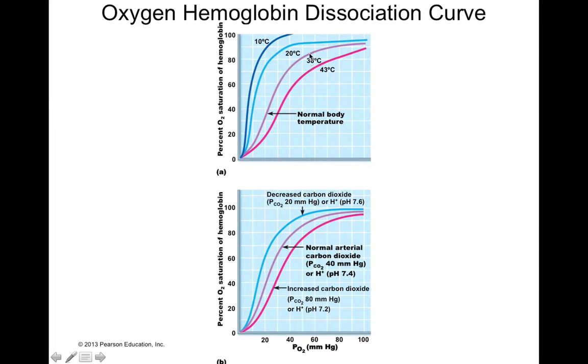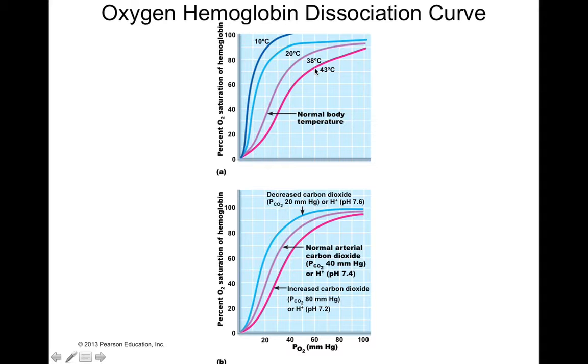How about 38 degrees C and 50 millimeters of mercury? Yeah, a little bit over 80, right? 85. Okay. How about 20 degrees C? Over 90, right? And 10 degrees C is off the chart. We don't even see that. So it's the least saturated when it's the warmest.